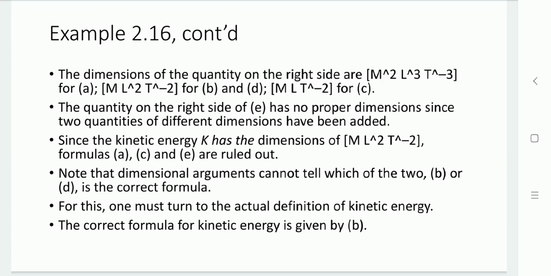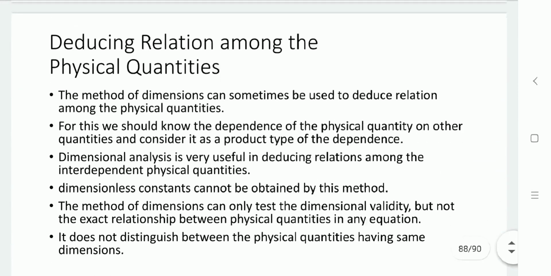Now, let us go through the next topic. Deducing relation among the physical quantities. Here the method of dimension can be used to deduce a relation among physical quantities. For that, we should know the dependence of the physical quantity on each other and consider it as a product-type dependence.